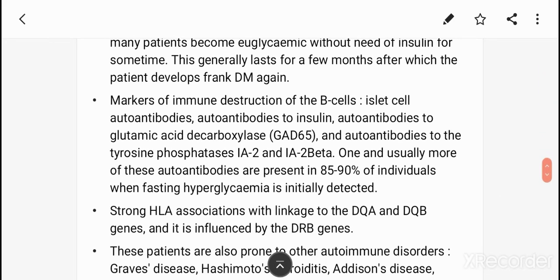Markers of immune destruction of beta cells. We have the islet cell autoantibodies, autoantibodies against insulin, autoantibodies against GAD65, that is the glutamic acid decarboxylase, and autoantibodies to the tyrosine phosphatases IA2 and IA2 beta. One and usually more of these autoantibodies are present in 85 to 90% of individuals when fasting hyperglycemia is initially detected.